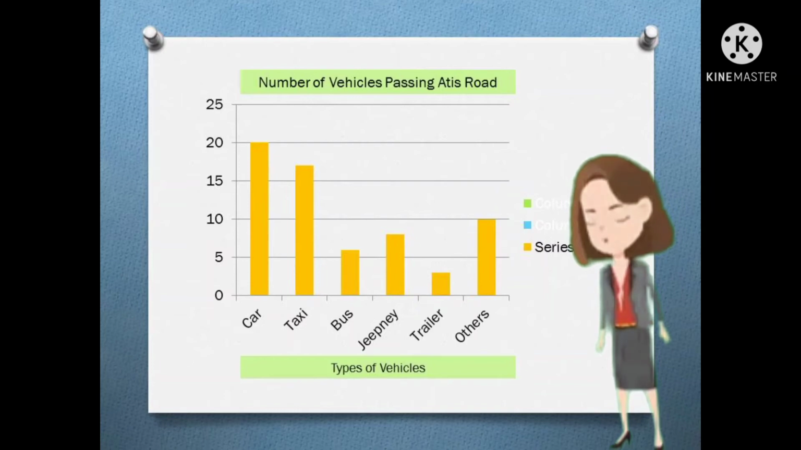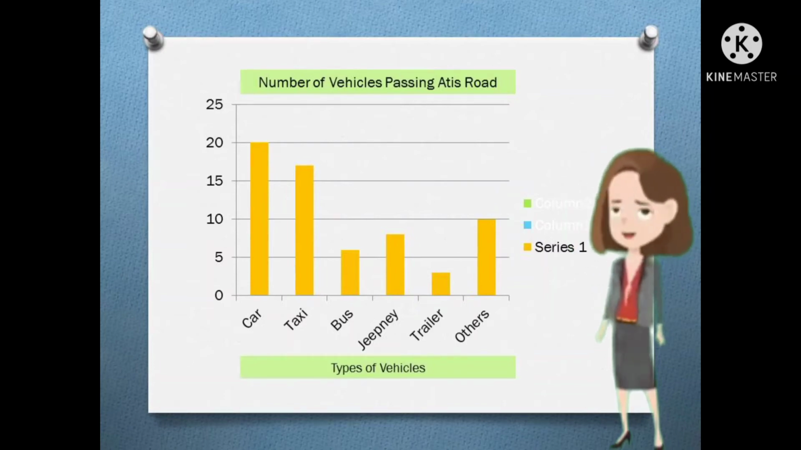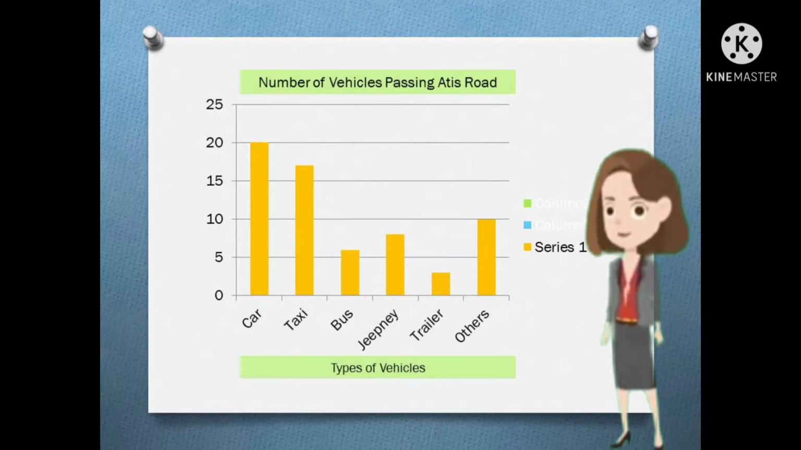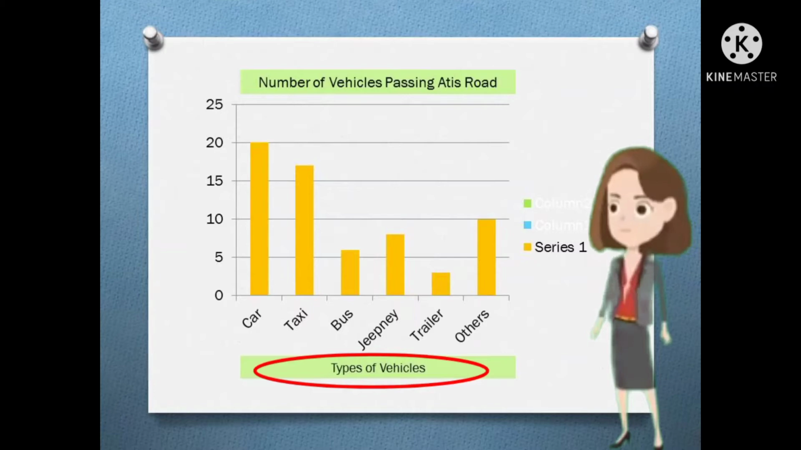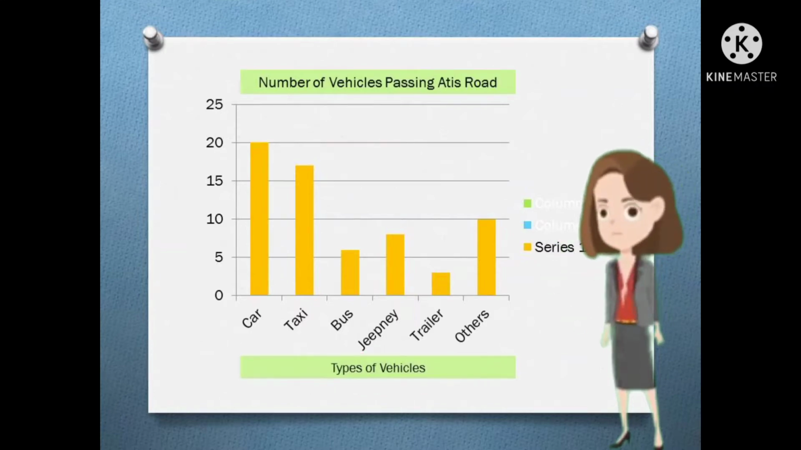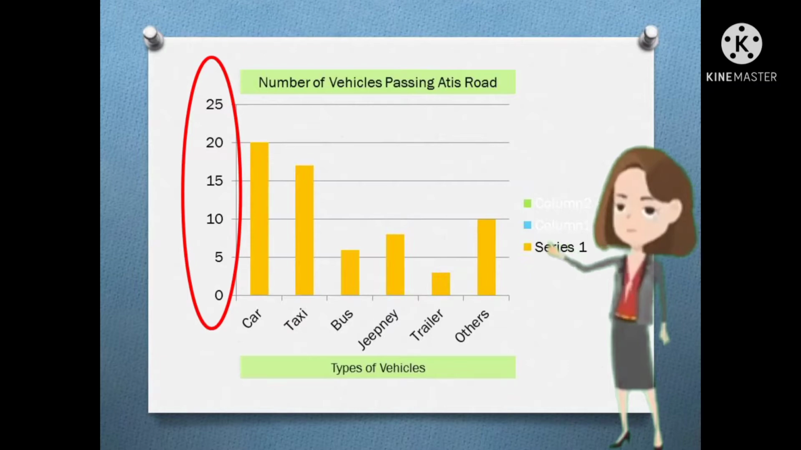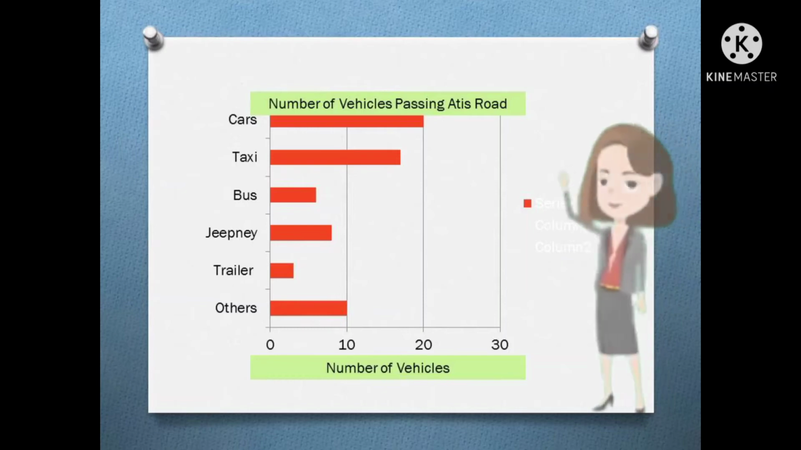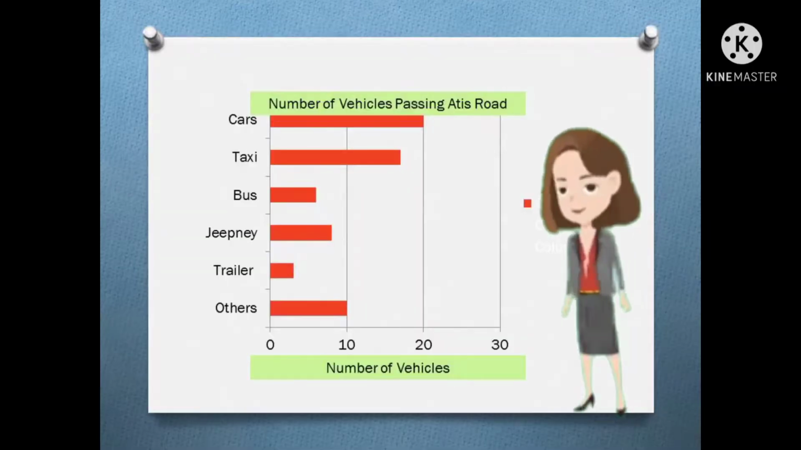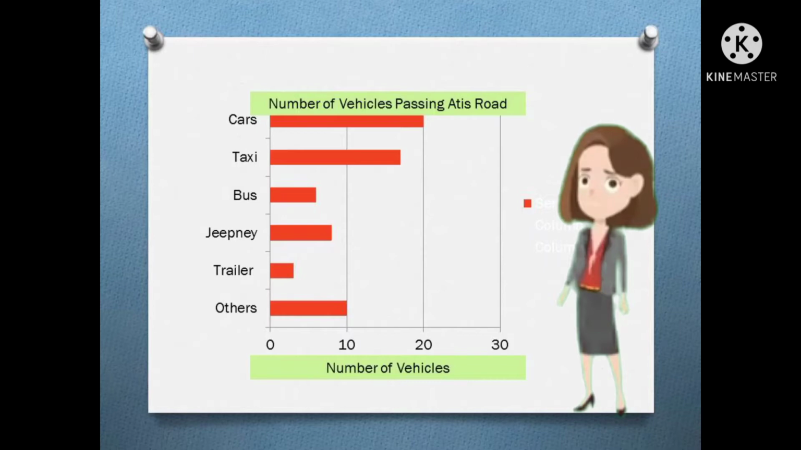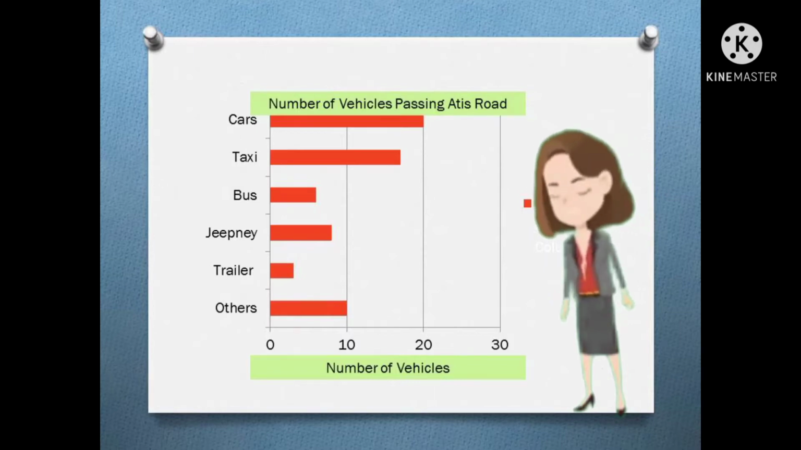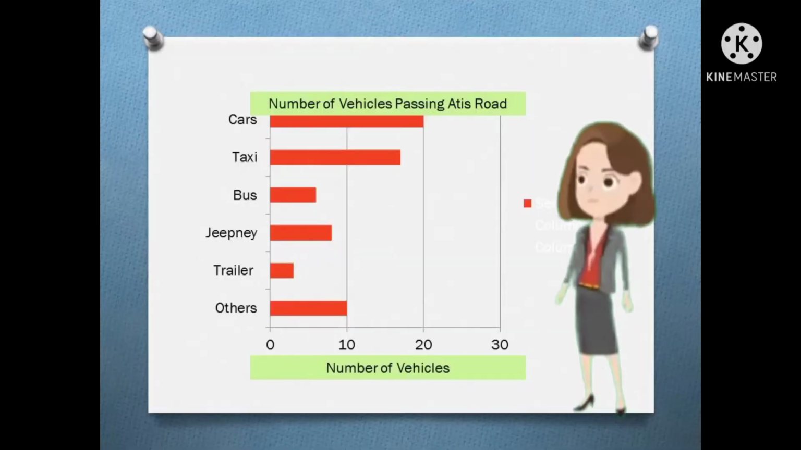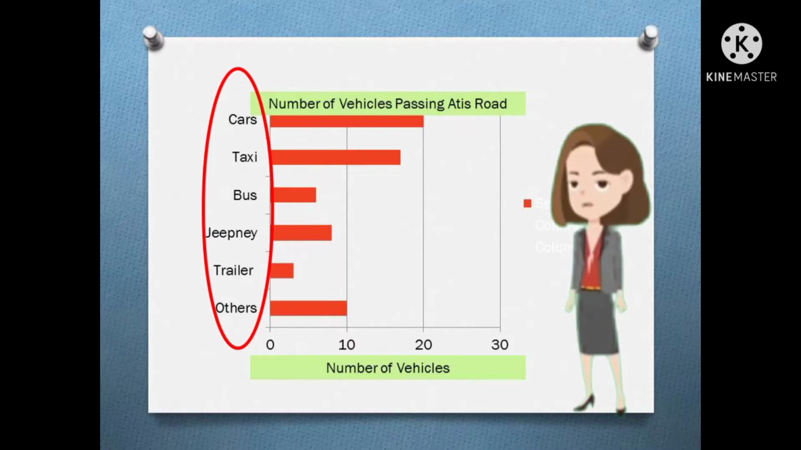As we can see, in a single vertical bar graph, the information on the horizontal axis is the types of vehicles, while on the vertical axis is the numeric quantity or number of vehicles. As shown in this horizontal bar graph, the information on the horizontal axis is the number of vehicles, while on the vertical axis is the types of vehicles.